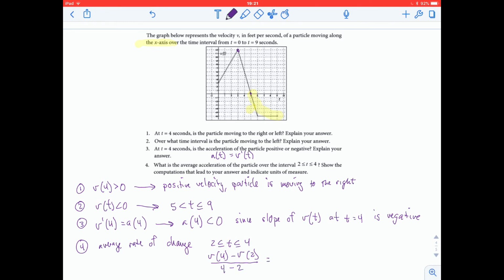So v of 4 is 6 meters per second minus 9 meters per second, divided by 2 seconds. So this results in negative 1.5 meters per second squared if we take the units and combine them here. Meters per second divided by second gives us meters per second squared. And that's going to do it for this problem.